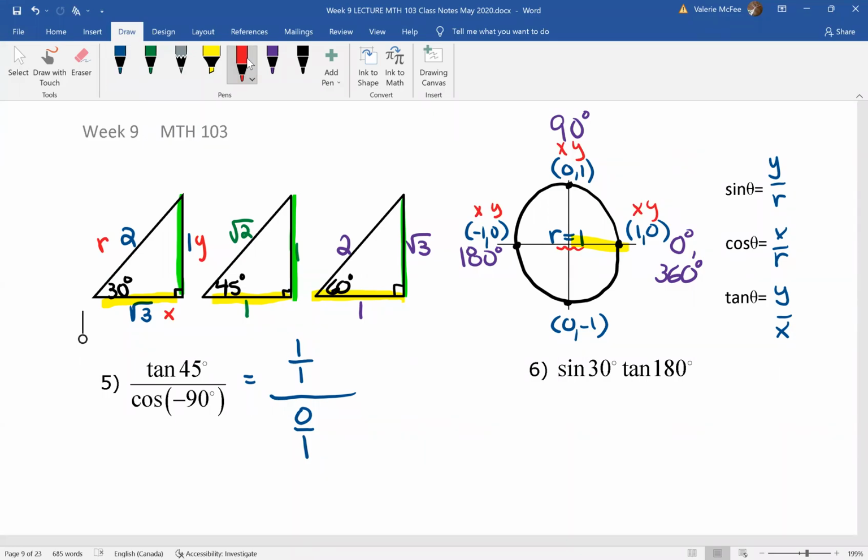So for the tangent of 45 degrees, you use the 45-degree triangle. You saw that y was 1 over x equals 1. Cosine of negative 90 degrees told us to go in a clockwise direction to negative 90 degrees, where we found that x is 0 over r, which is 1. So we have 1 over 0. This is undefined. Finish up with question 6.